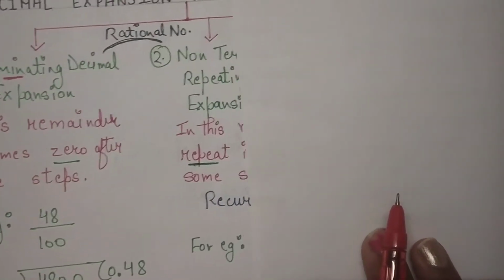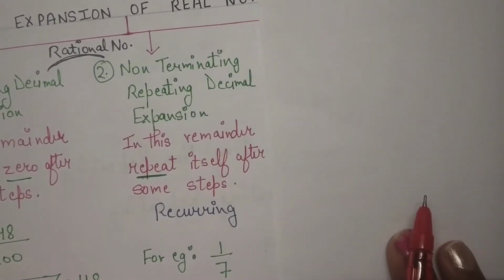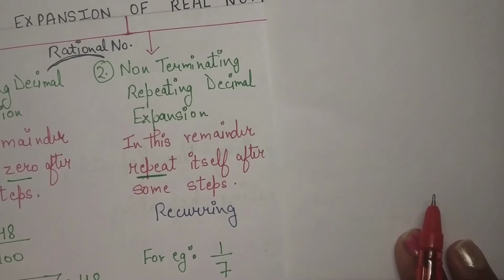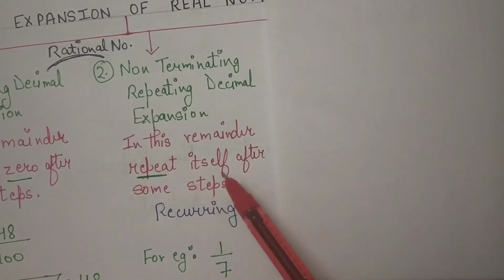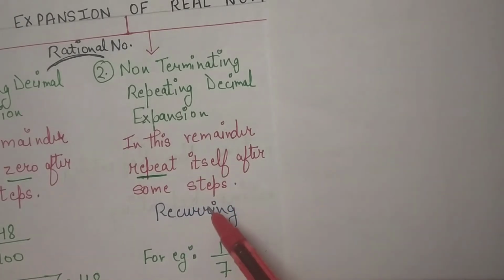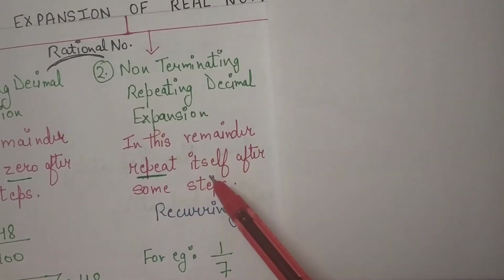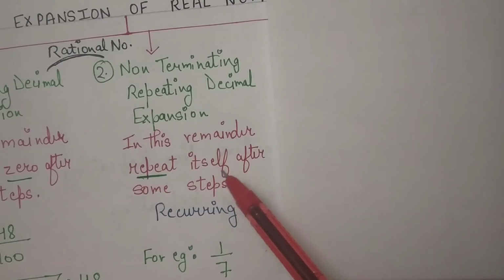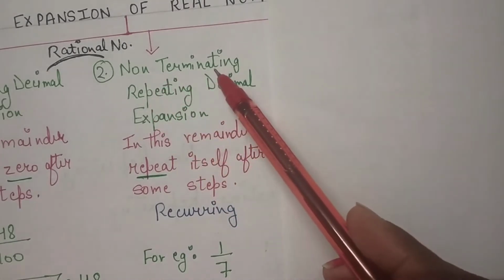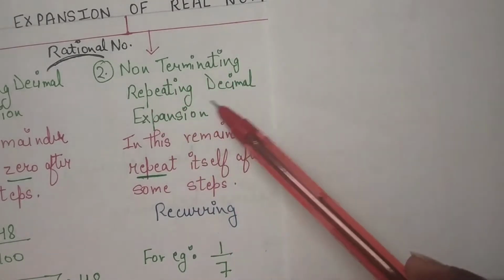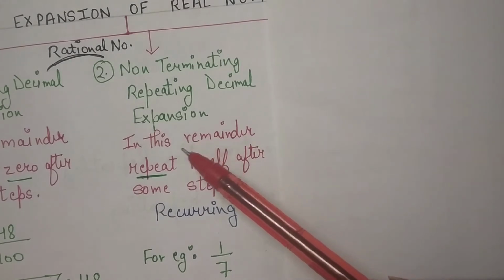Now second is non-terminating repeating decimal expansion. In this, the remainder repeats itself after some steps. In the first case we talked about the remainder becoming 0. In this case the remainder repeats after some steps. In some other languages we also say non-terminating recurring decimal expansions, right?